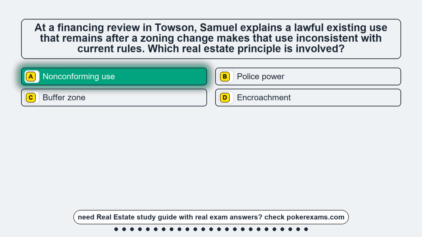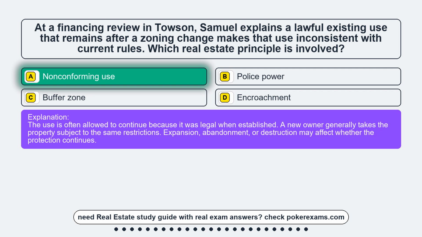Non-conforming use. The use is often allowed to continue because it was legal when established. A new owner generally takes the property subject to the same restrictions. Expansion, abandonment, or destruction may affect whether the protection continues.